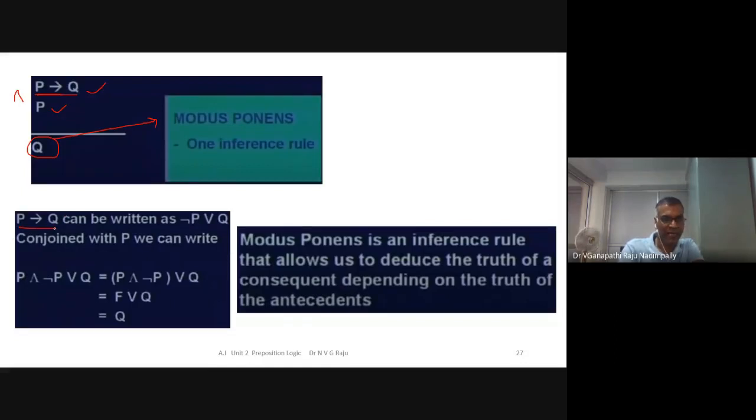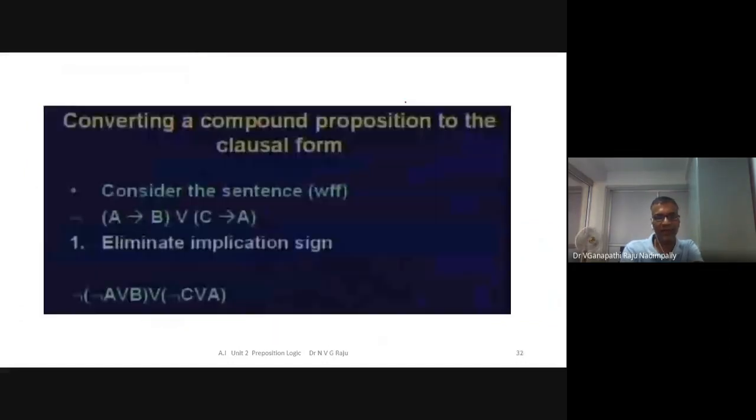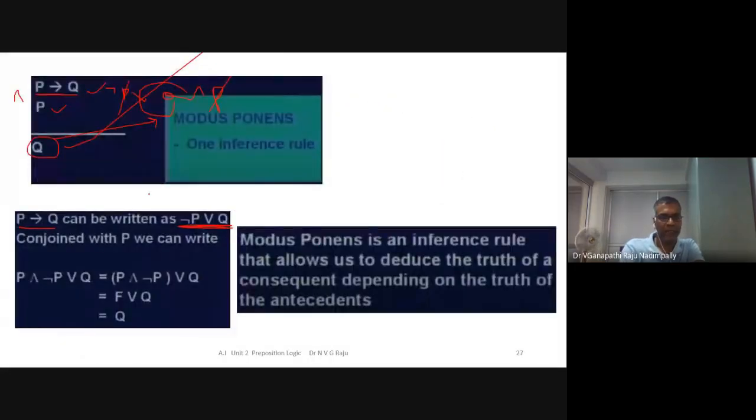Now, P implies Q can be represented as negation P or Q. If I represent it like this, negation P or Q, and P, what happens? If you remove these two, Q will remain. That is what we got. Here we are going to use two terms, conjunction and disjunction, which I will discuss. Now it can be represented as conjunction with P, P and negation P or Q. Now P and negation P will become false. Will you agree? If you take the associative law, what is remaining? Q. Is it the same?